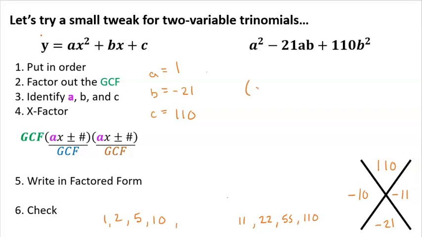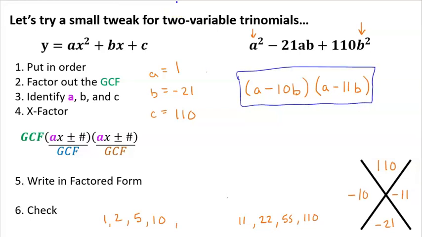So now I've got a, because that's my first variable here. So a, which is 1 times a. Then we've got minus 10, and then don't forget to put that second variable on the back. And then we've got a minus 11b, and then that one's it. Okay, and so quite easy, not too bad when we have those two variable trinomials.